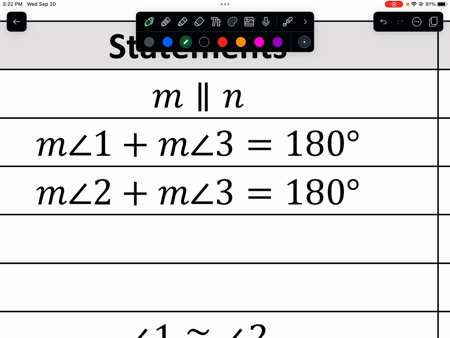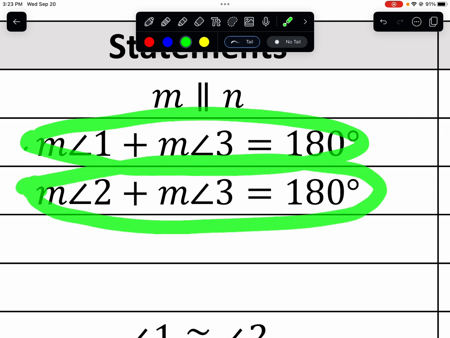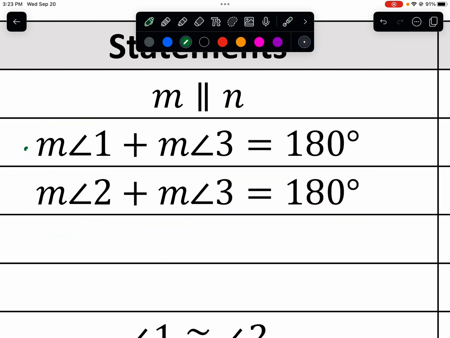Now in class, I've talked a lot about how proofs are kind of like rungs on a ladder. You got to get from one to the next. And this is exactly what we're going to do here. We're going to look at these two steps, step 2 here and step 3 here. And we're going to realize they both equal 180. Since they both equal 180, they're both going to equal each other. So let's go ahead and write that out.